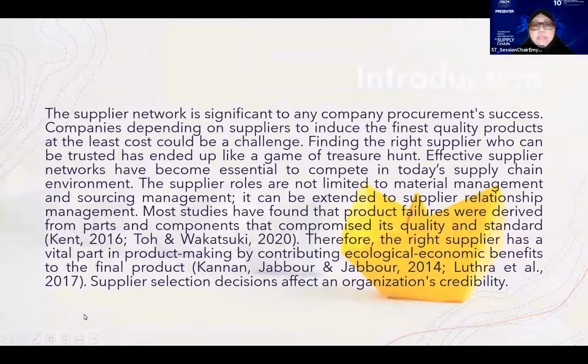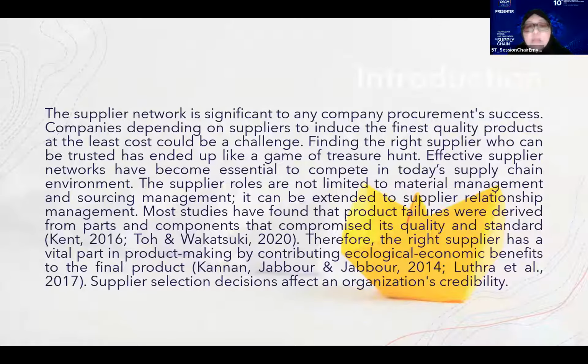Before I talk about GUANXI, I introduce a bit on the supplier network. Basically, the supplier network is the heart of a supply chain, whereby they are the ones from whom we source our materials, our inventory, our parts, our components in order to have the finest quality with the least cost. However, it is a challenge, and having an effective supplier network is essential because we need to compete, since right now supply chains are much more aggressive in regard to the end-to-end network.